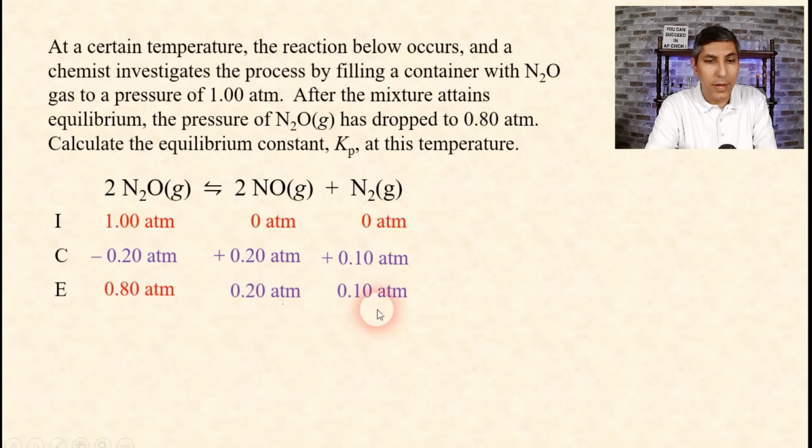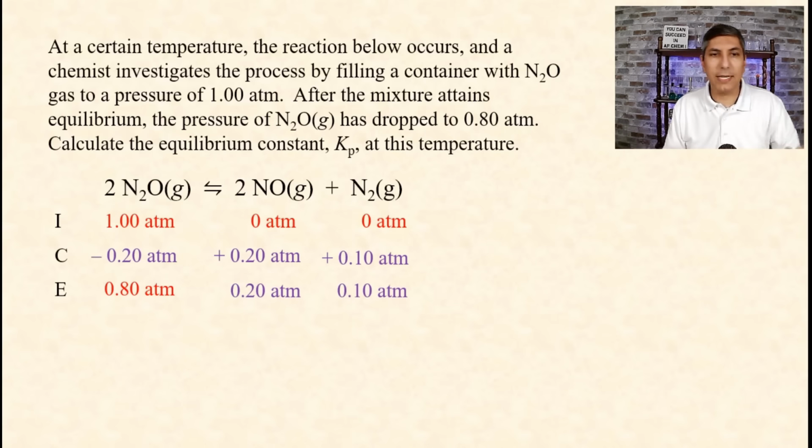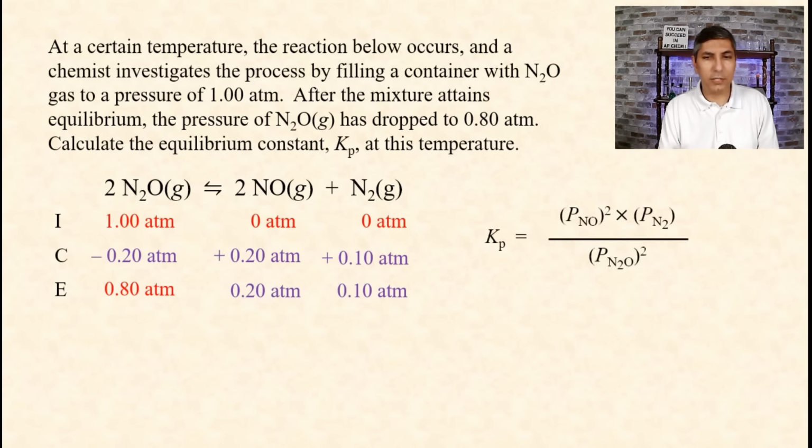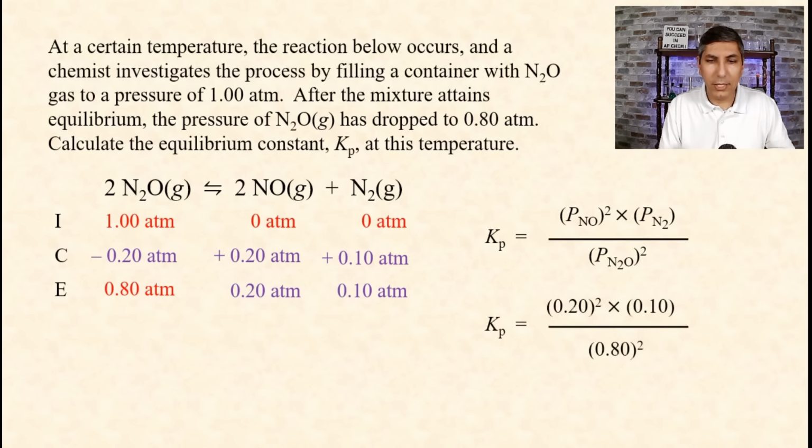Now, that's all very good, but that's not what the question is asking for. It says calculate the equilibrium constant Kp at this temperature. So what I'm going to have to do is write the equilibrium constant expression, products over reactants, raise the power of the coefficients, just like we did earlier, and then plug in those equilibrium values into the expression, and we can use our calculator and find that the answer is 6.3 times 10 to the negative third. And so that's the value of Kp.